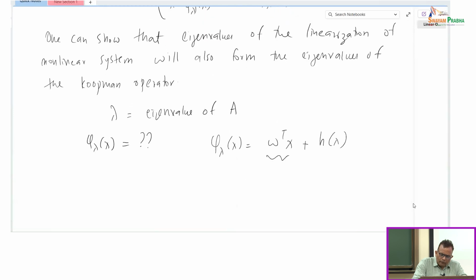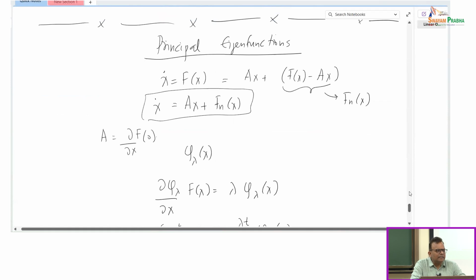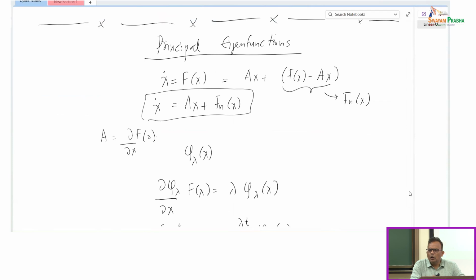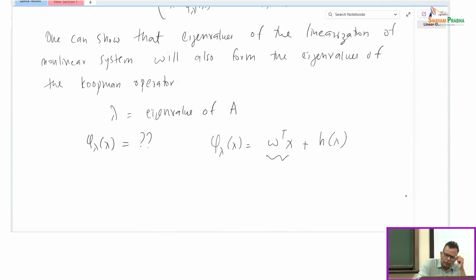So just like my system has a decomposition into a linear part and a nonlinear part, why don't I assume a decomposition of the eigenfunction also into a linear part and a nonlinear part? This doesn't mean these eigenfunctions are only defined locally, because the definition of the eigenfunction is still global. There is no restriction to an equilibrium point in this definition.